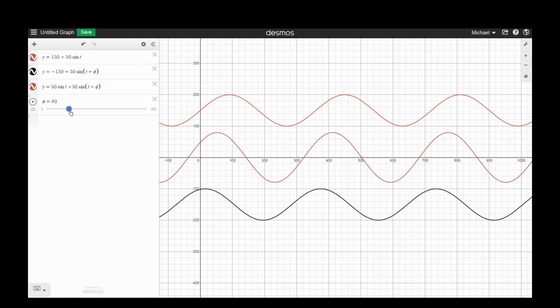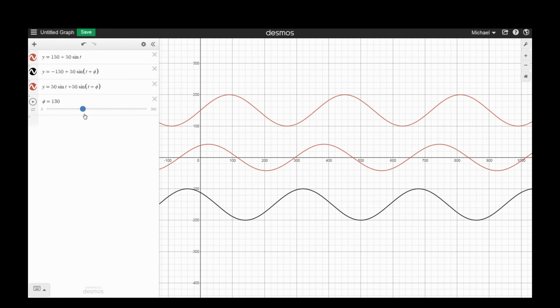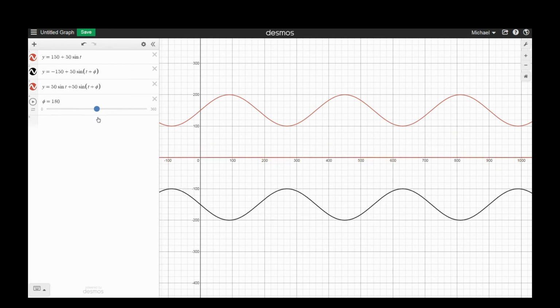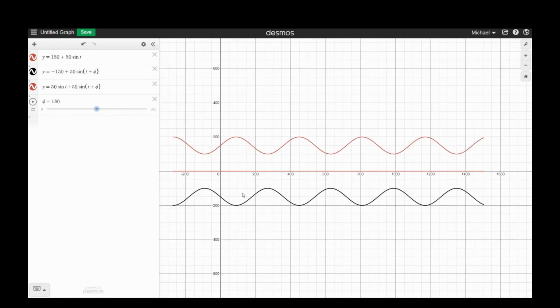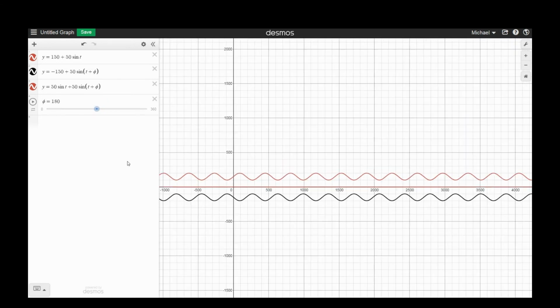So as I move this slider over, we're going to get to the point where the waves kill each other. Lo and behold, 180. Okay? So from a distance, you can see that this is very, very symmetrical.